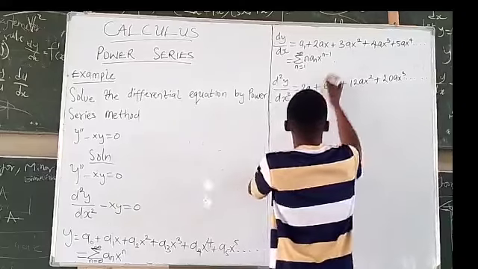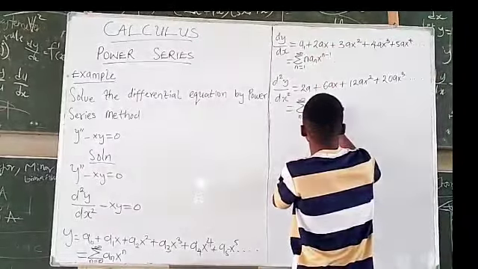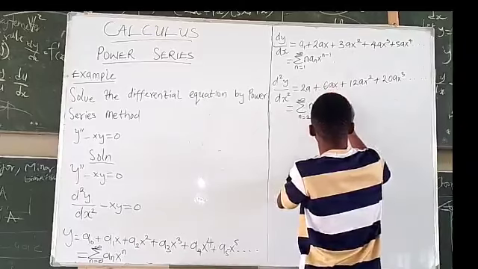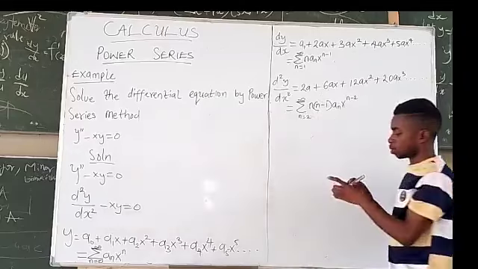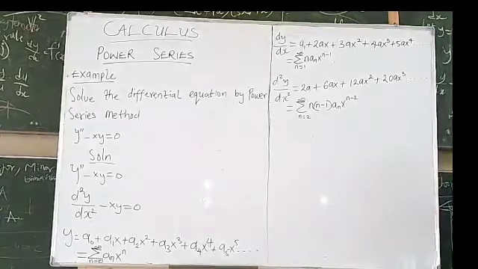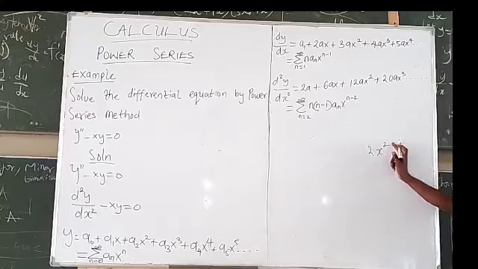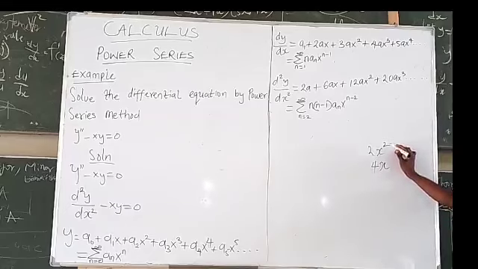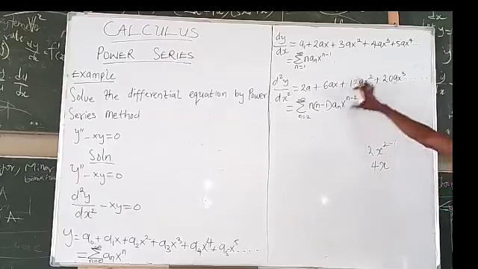Then this becomes n(n-1) a_n x^(n-2). Why is that so? Like just your normal differentiation: if it's 2x^2, you differentiate this one and this 2 will move here to multiply, becoming 4x^1, then you subtract 1 from the power, so here it becomes 4x. The same method we're using for this one.